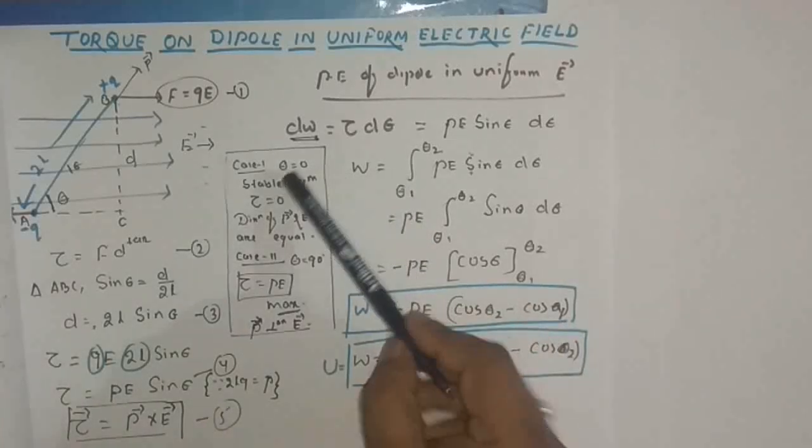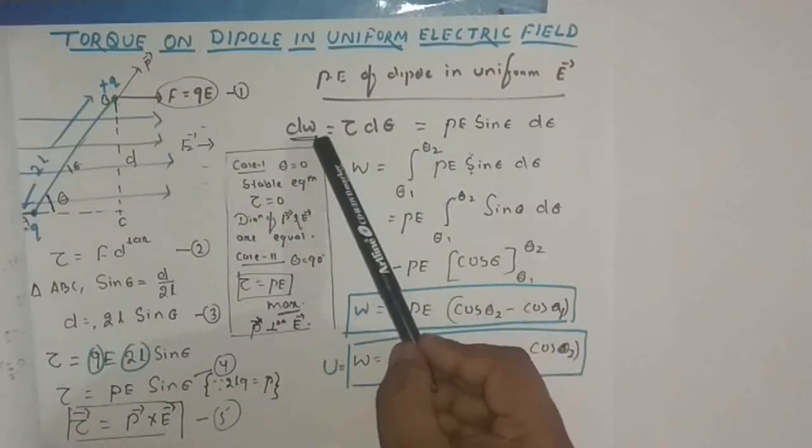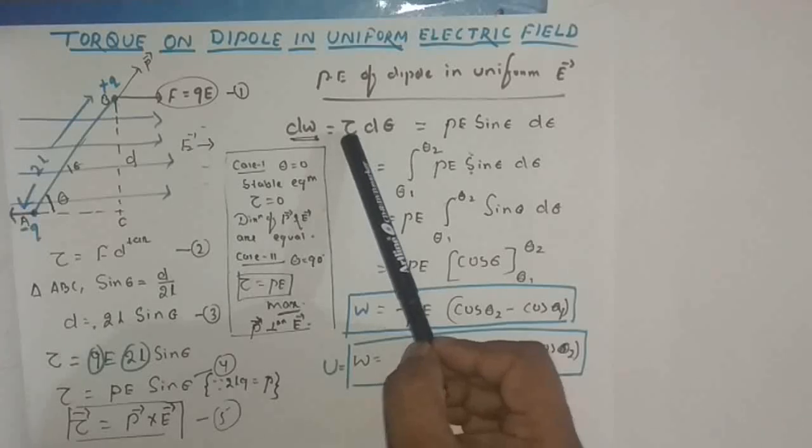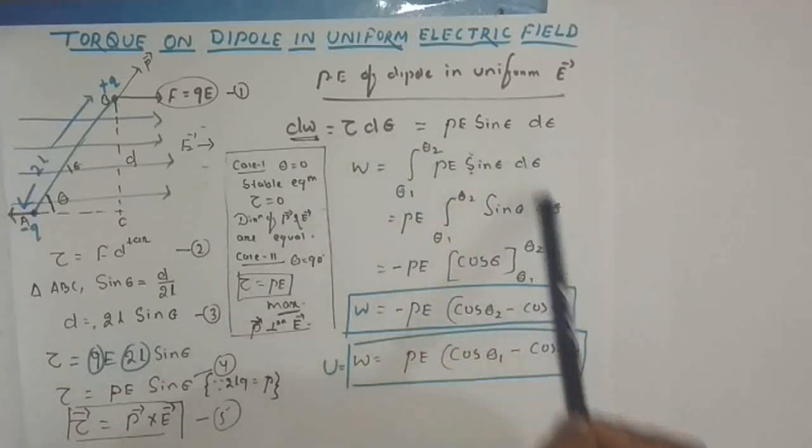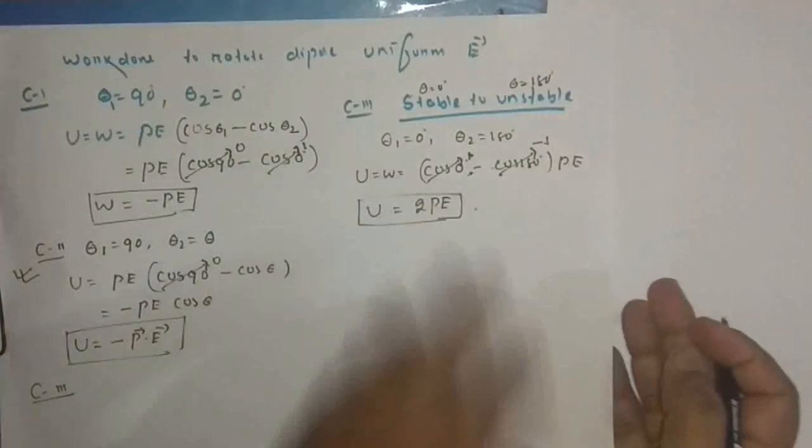The second thing is how to find the work done. Like our work done is force into distance, in this case it is torque into angular displacement. Similarly you can get it. And this is the process.